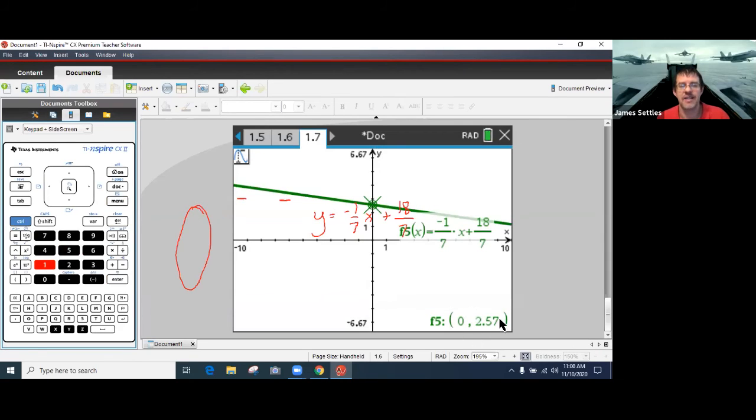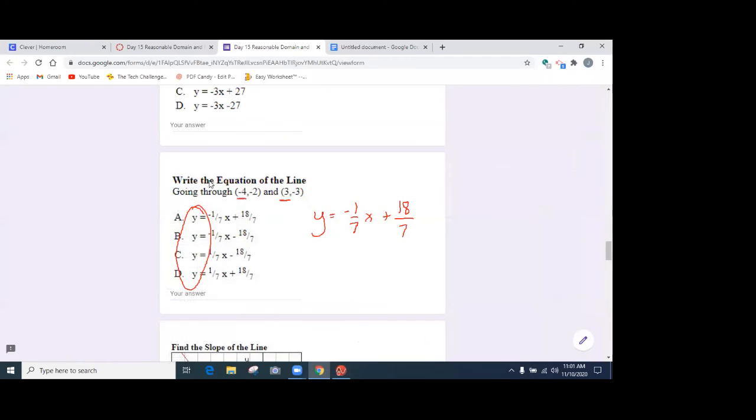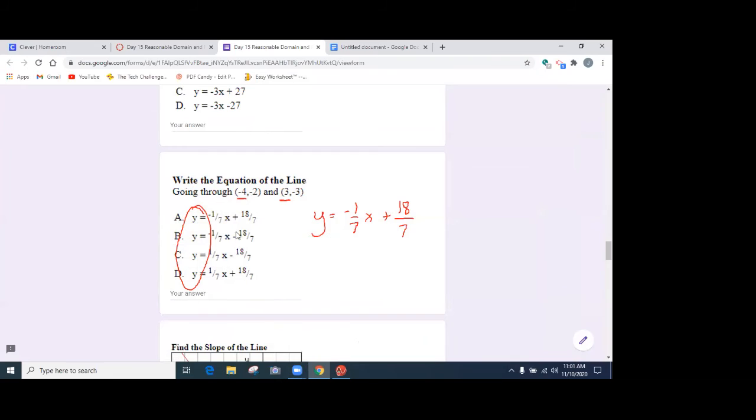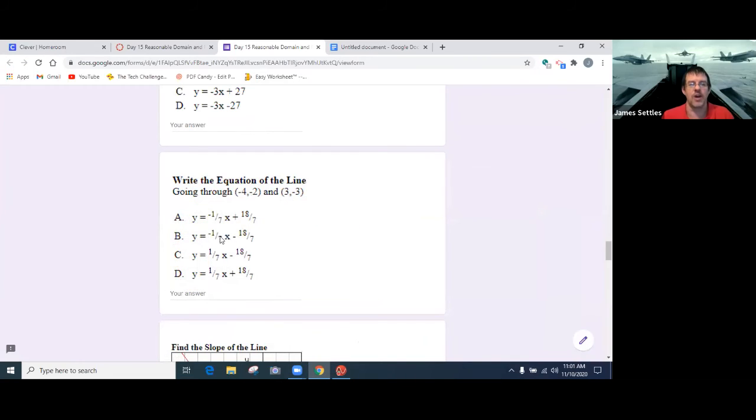This is not our answer. We're looking for -4, so we're going to type in -4 and hit enter. That does not match our point. That's not it. So what is the difference between A and B? They're both negative. So we're switching this to a minus right here.